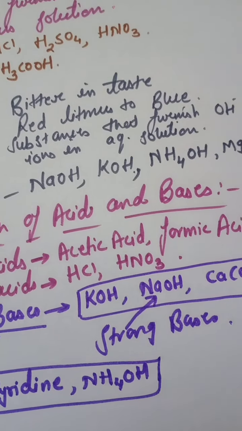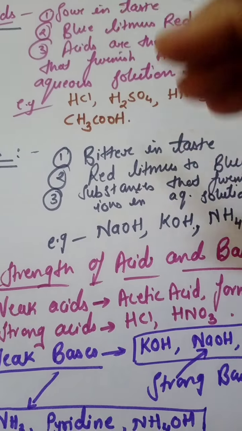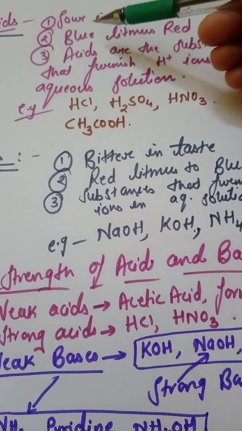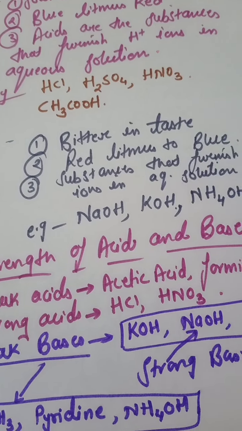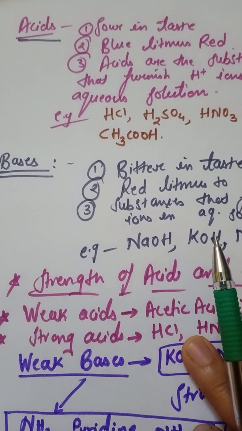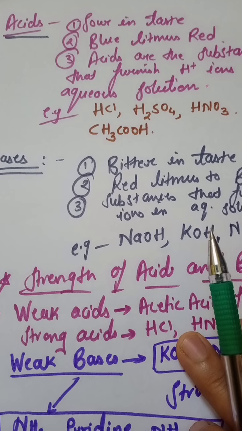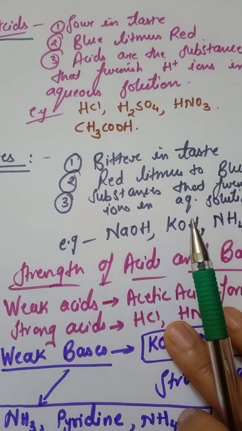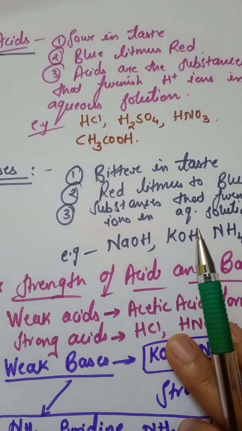I hope you have understood. These are a few points of acids and bases with examples. Please try to write down all the important points of acids and bases with examples. I hope you have written, dear students.